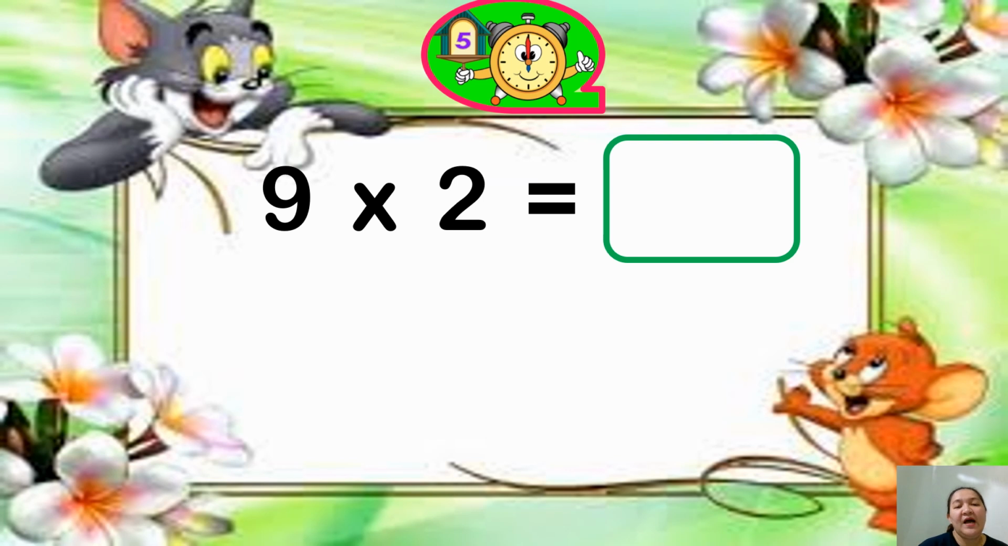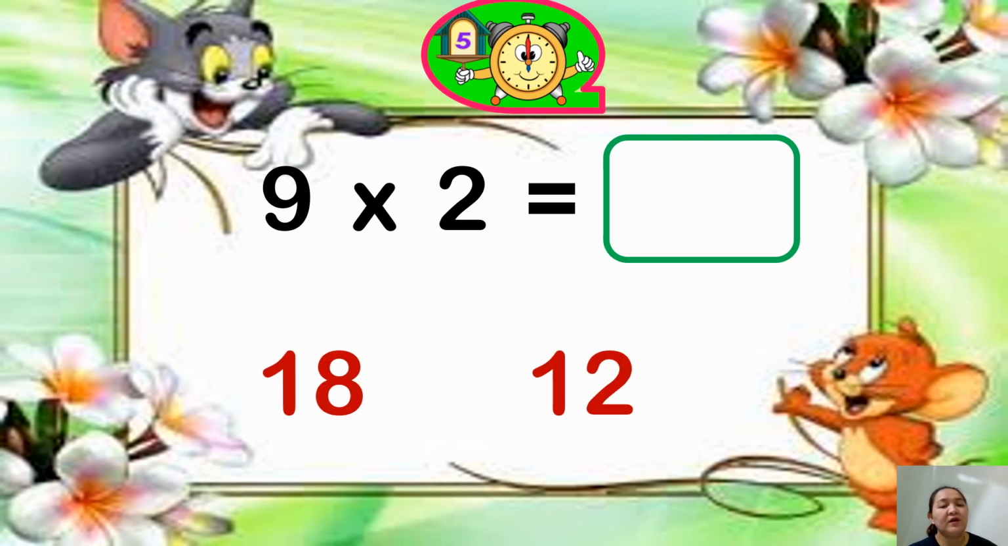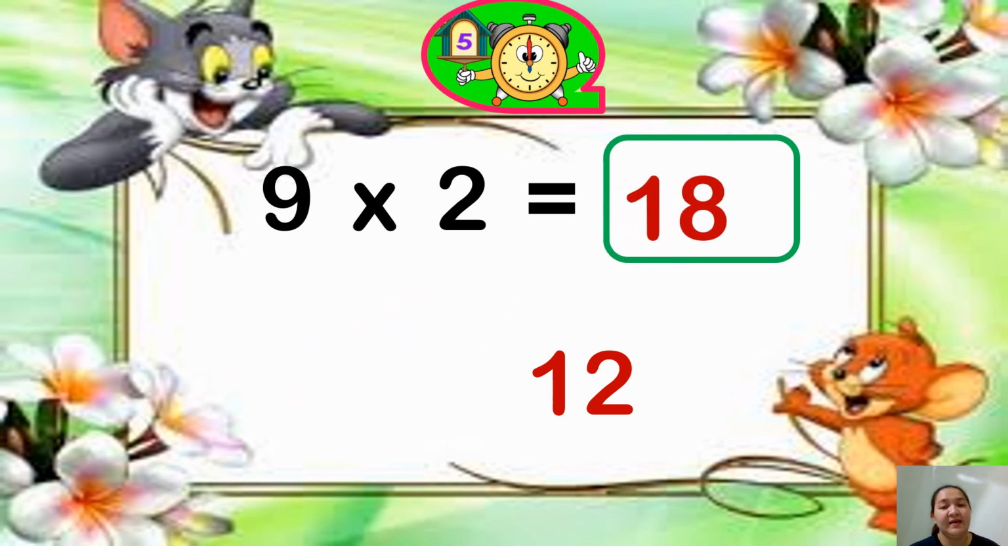Next, 9 multiplied by 2 or 2 multiplied by 9 is 18 or 12. What's your answer? It's 18.